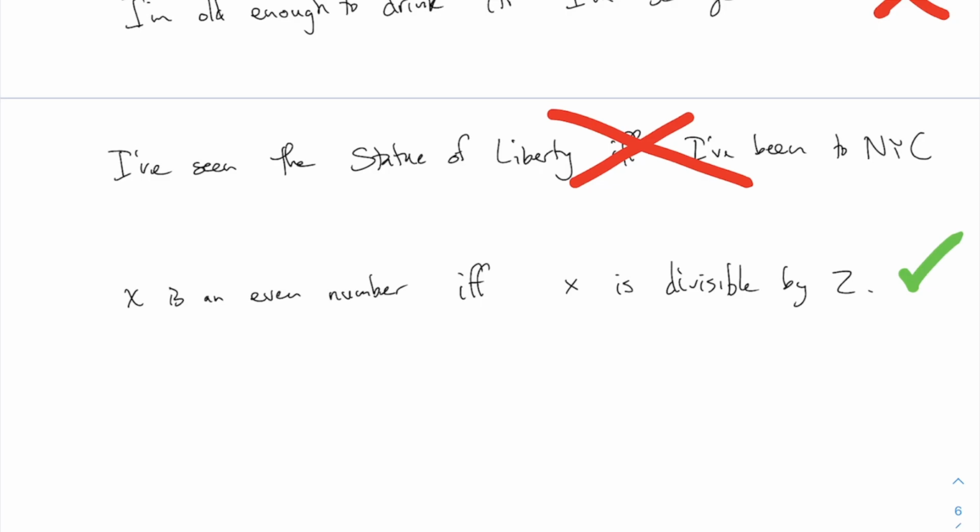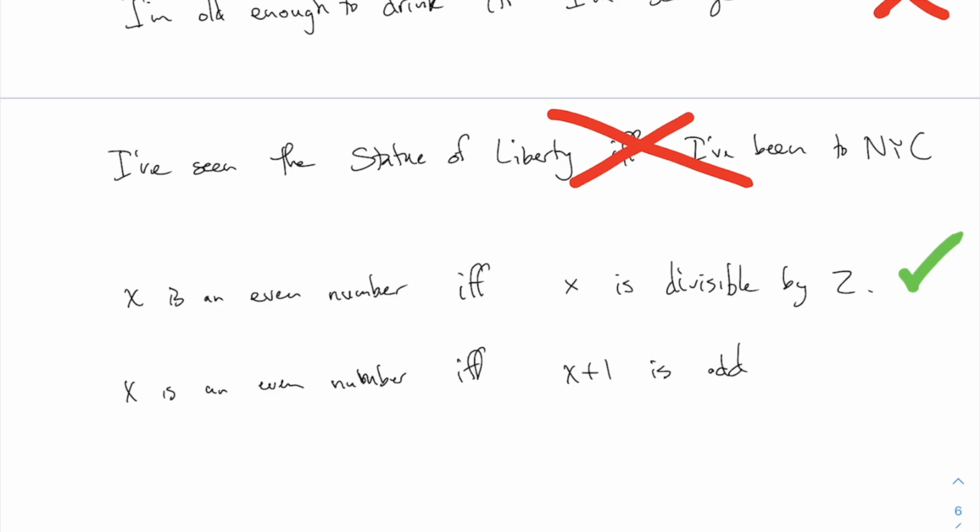Now this one, as I wrote it, really looks very obvious, that I'm just saying the same thing two times. There are other ways you can use if and only if, which are less obvious. Like I could say something like x is an even number if and only if x plus 1 is odd. This is also true, although less obvious, but it is true that being an even number is the same thing as saying the next number is odd.